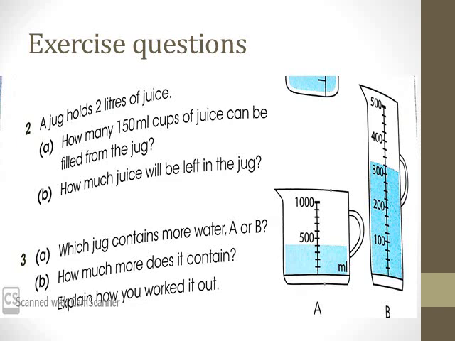Today we are going to start question number 3. You have two jug pictures here, jug A and B, and both have some water in them, represented in milliliters. You have to find out which jug contains more water, either A or B, and then show how much more it contains. First you have to find how much more one contains than the other, and then answer it. You have to give the solution, showing how you worked it out. So we'll start from question number 3a first.